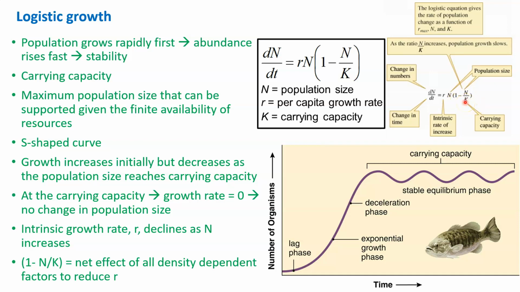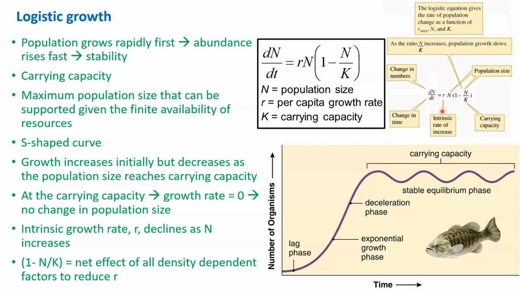So in other words, you can also argue that k is the maximum n can assume. The population size cannot increase beyond k, right? K represents the maximum number n can assume. And as the ratio n divided by k increases, population growth slows, right?